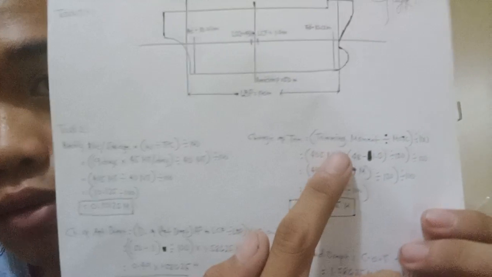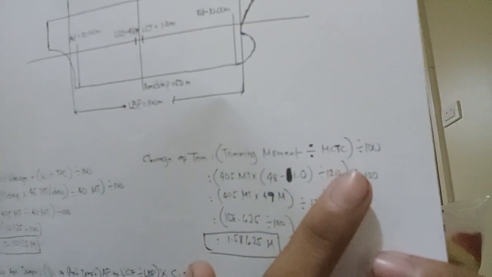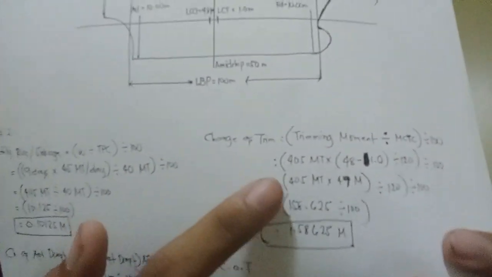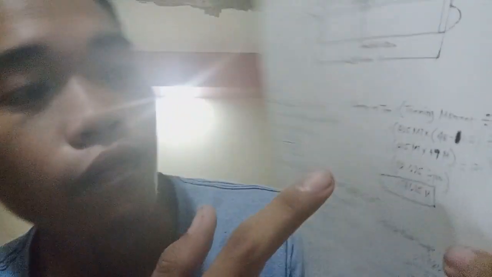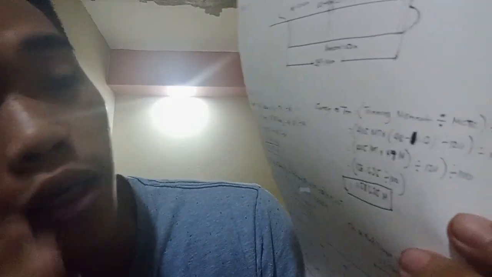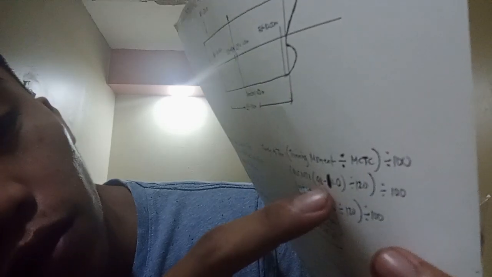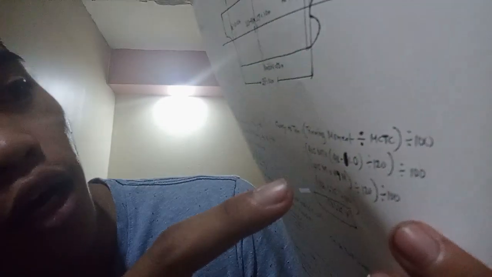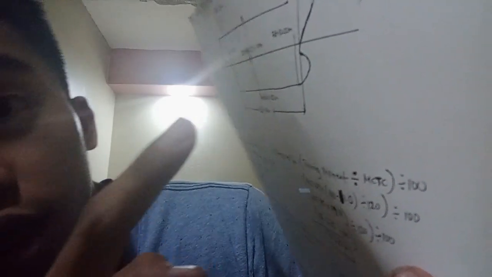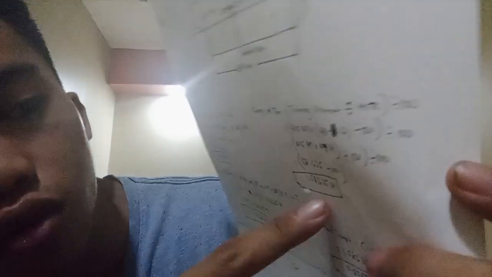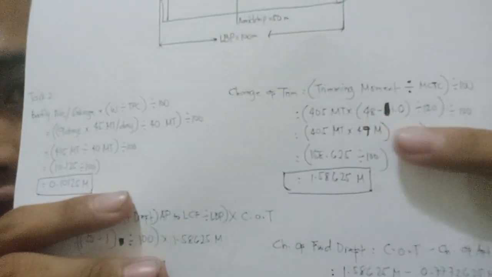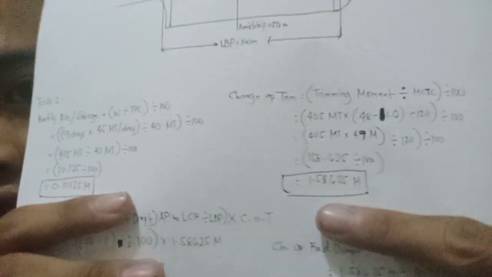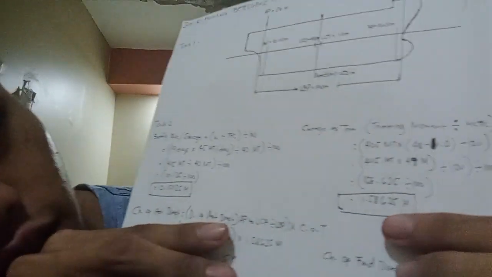In getting the change of trim, we use the trimming moment. The trimming moment divided by MCTC divided by 100. In getting the trimming moment, we choose the 405 MT, the given value, and 48 minus 1, which is the LCF and the LCG, and divide by 120, the MCTC, and divide by 100. This is the solution or the answer: division, times, division, and the result is 1.58625 meter.